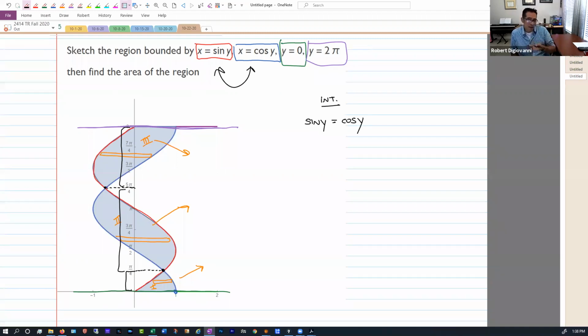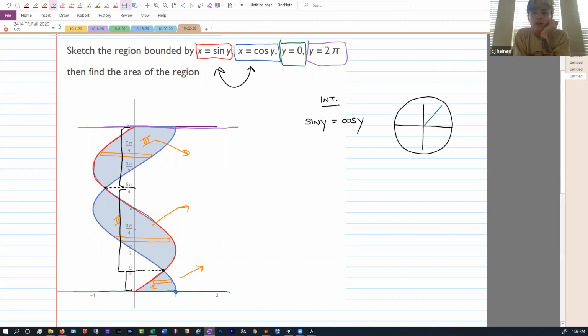So if it were me solving this, what I would do is just divide both sides. Well, there's so many different ways to do this. How about I do it this way? If you think about the unit circle, what we're saying is where is the sine and cosine the same? Where are they equal? So at what angles are the x and y coordinates identical? 45 degrees, which is pi over 4.